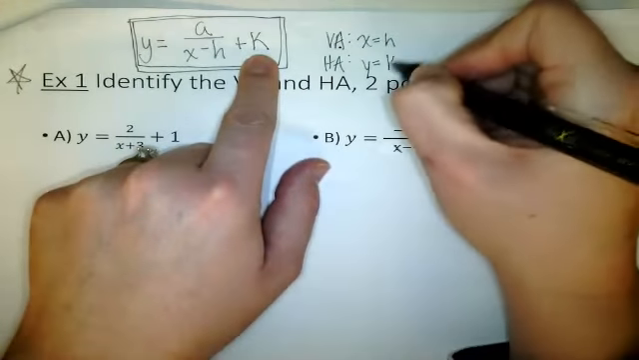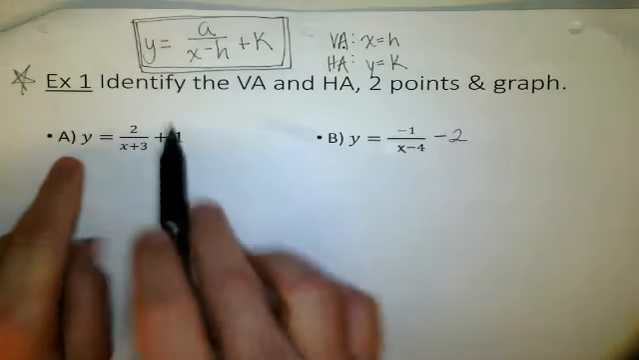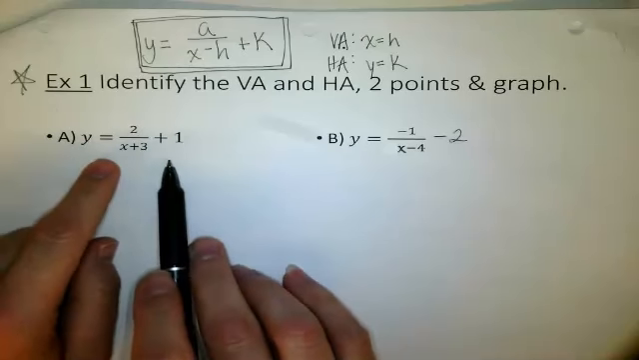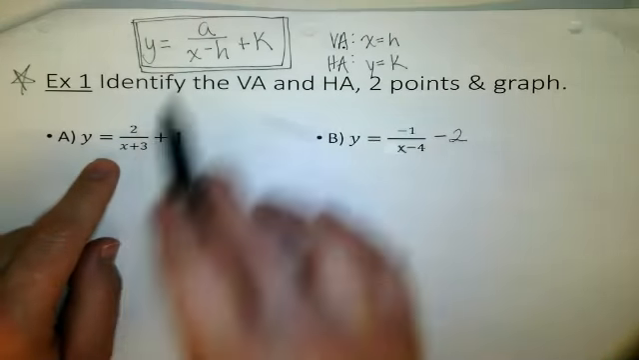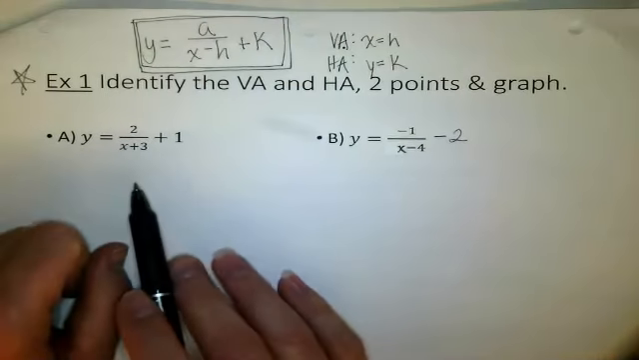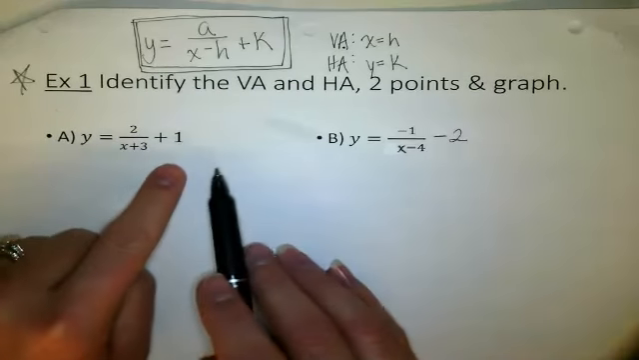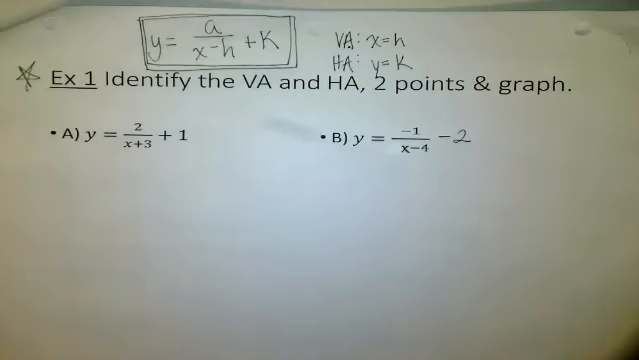Whatever that number is on the outside there, y equals k. All right. So when we look at our example here, this first problem, what's taking the place of the a? 2. Yeah, the 2 is in place of the a. What's in place of the h? Sort of. A 3 looks kind of close to there. And what's in place of the k? A 1. Okay, so you see how everything lines up real nice?